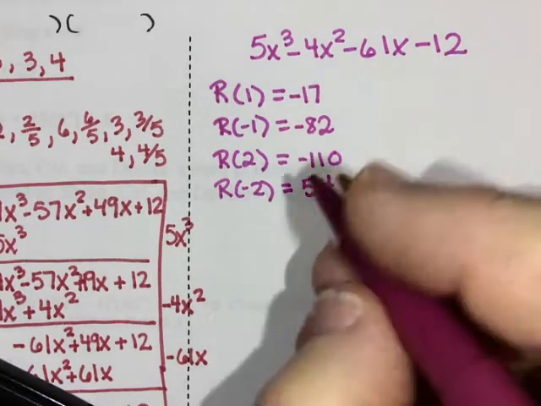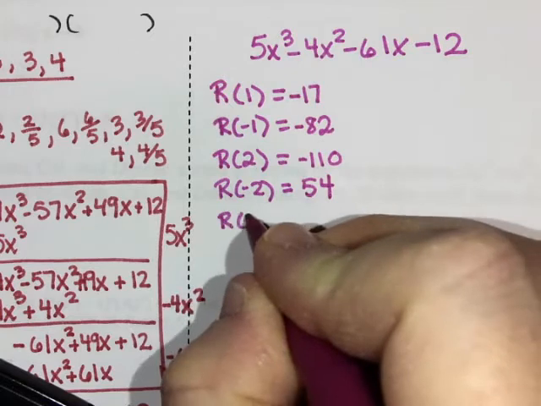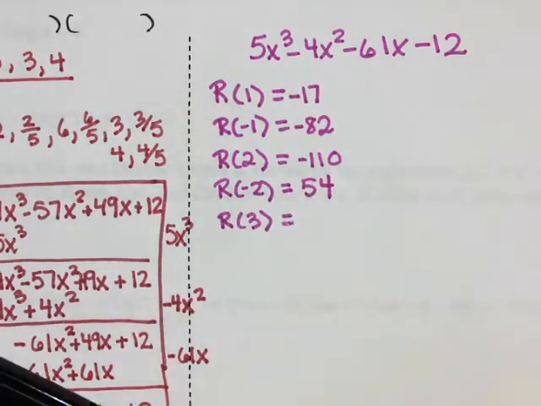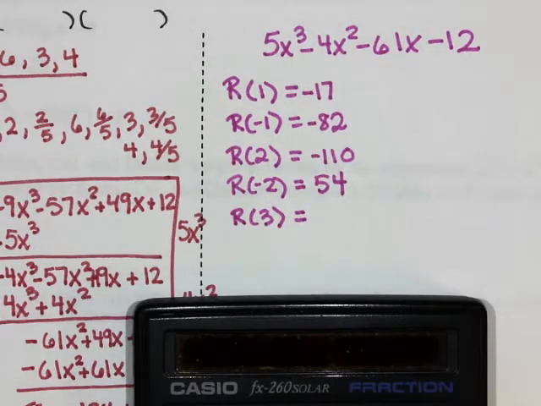Alrighty, maybe I'm going to try 3. So 5 times 3 to the power of 3 minus 4 times 3 to the power of 2 minus 61 times 3 minus 12. Well, that didn't work.